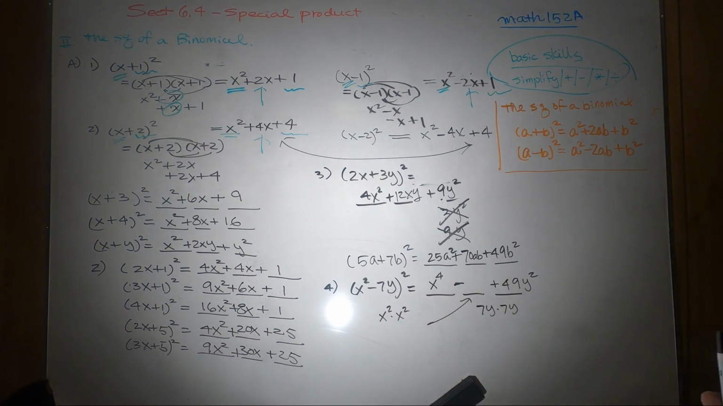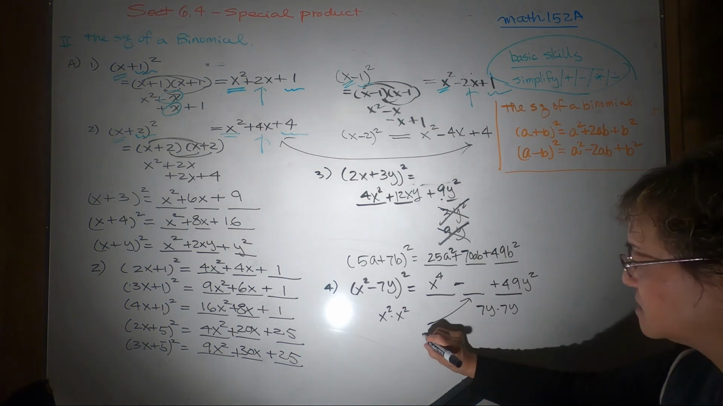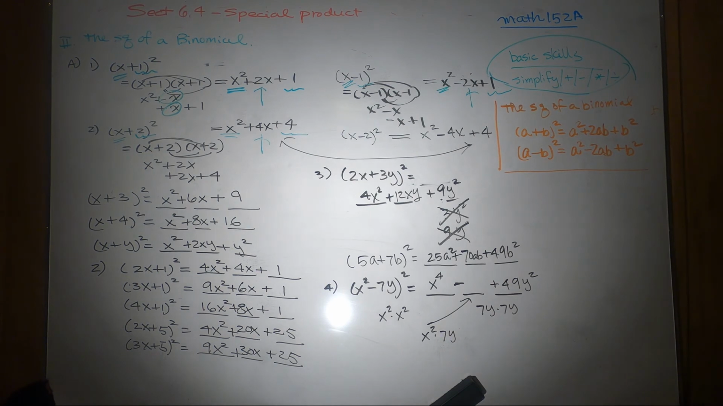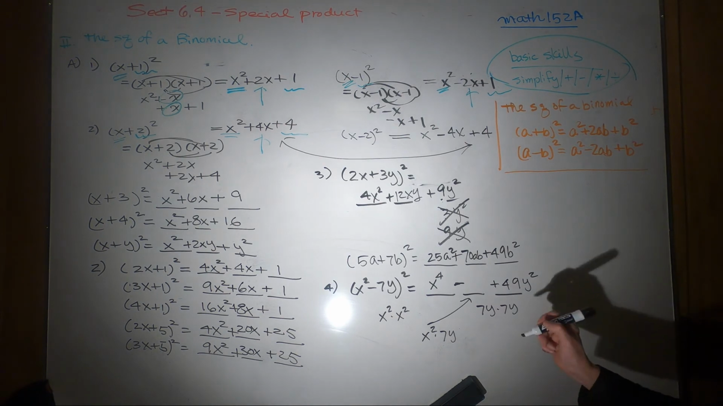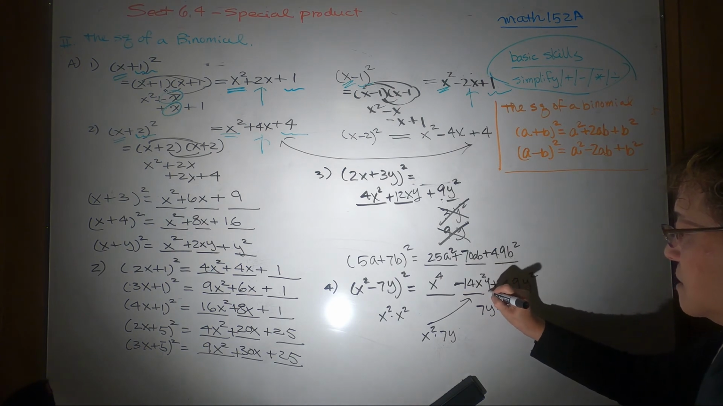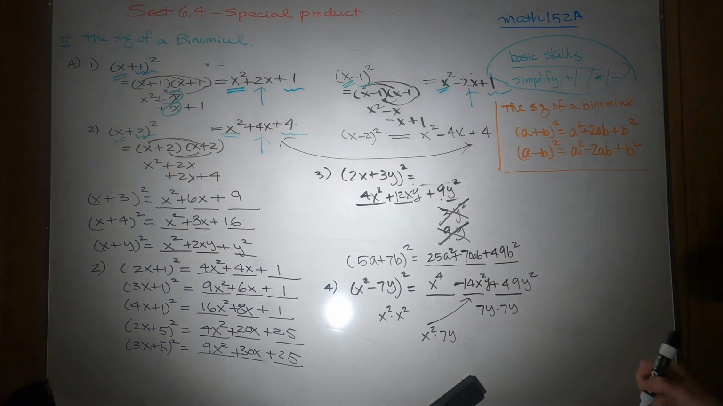The middle one would be what? Multiply these two and double it. So x squared times 7y would be 7x squared y. Then double it, you should have 14x squared y. That would be your answer. So the main thing is pay attention to those.